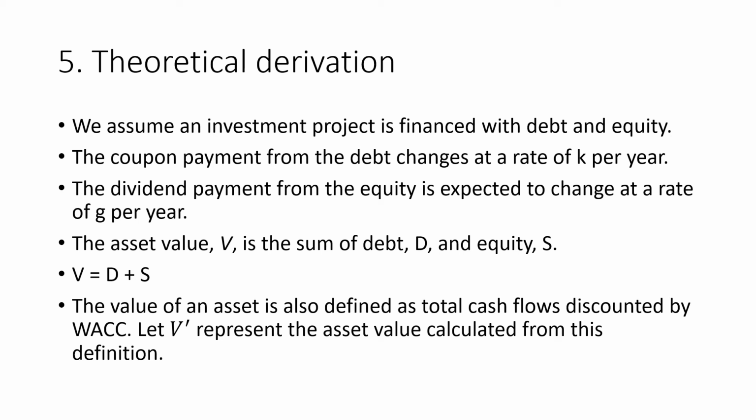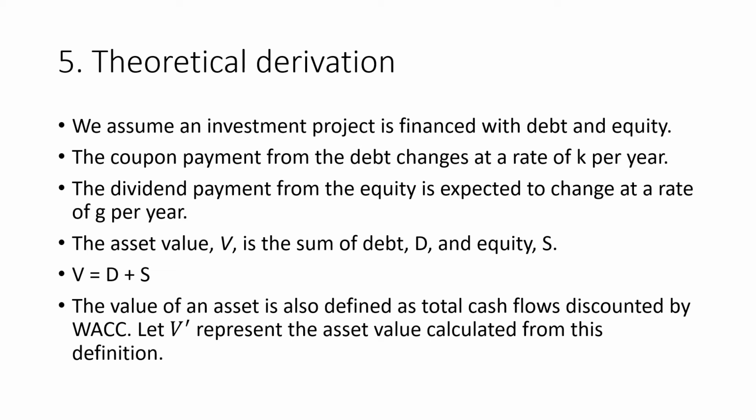5. Theoretical derivation. We assume an investment project is financed with debt and equity. The coupon payment from debt changes at the rate of K per year. The dividend payment from equity is expected to change at the rate of G per year. The asset value, V, is the sum of debt, D, and equity, S, or V is equal to D plus S. The value of an asset is also defined as total cash flows discounted by WACC.